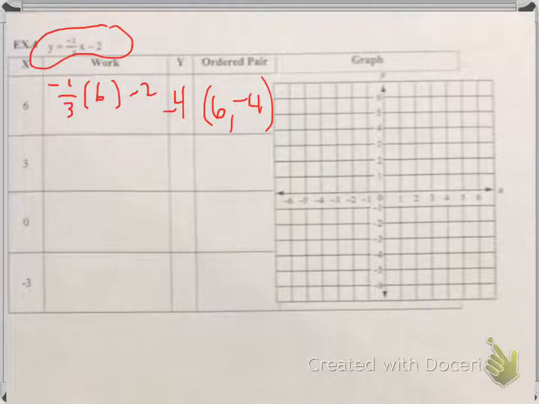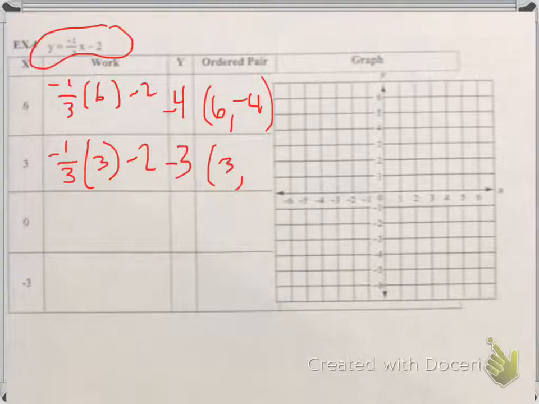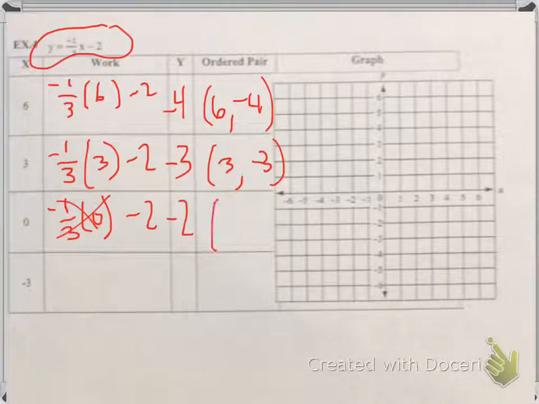The next one will be a negative 1/3 times 3 minus 2. So a negative 1/3 times 3 would be a negative 1. Negative 1 minus 2 would be a negative 3. So when you put 3 in, you get negative 3 out. Next ordered pair to put in is 0. I always love substituting in 0 because when we multiply by 0, we get 0. So all of that changes to 0, and I just have a negative 2 for my solution. So when I put 0 in, I get negative 2 out.